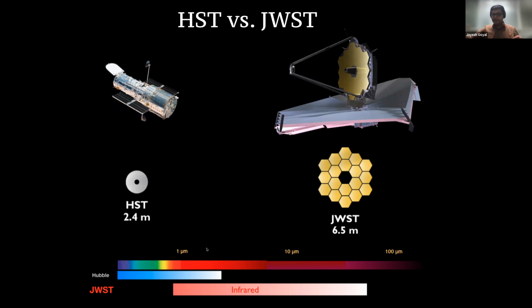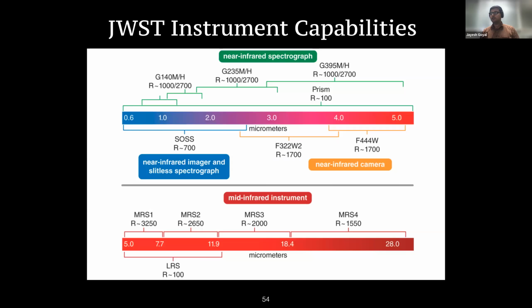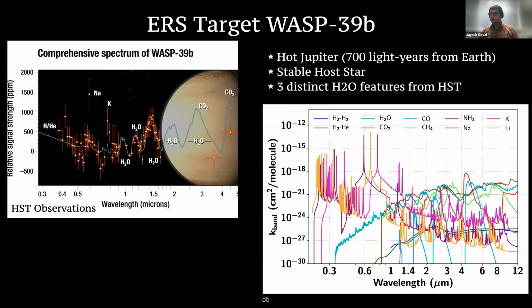So that is a big leap that we are taking in terms of wavelength coverage and size. That has helped us a lot in terms of exoplanet characterization. These are the different instrument capabilities that we have. I won't go into the details, but there are many instruments with different resolution and different wavelength coverage. Just last year, in July, we started getting observations from the early release science program.